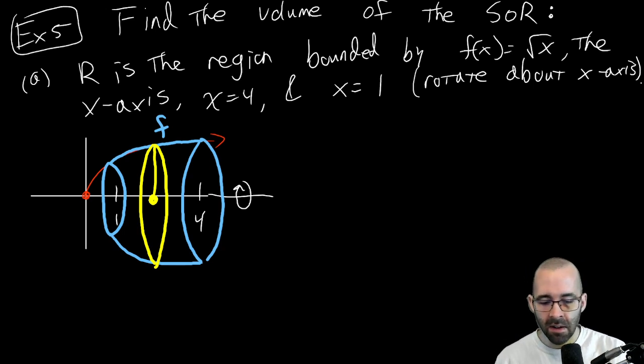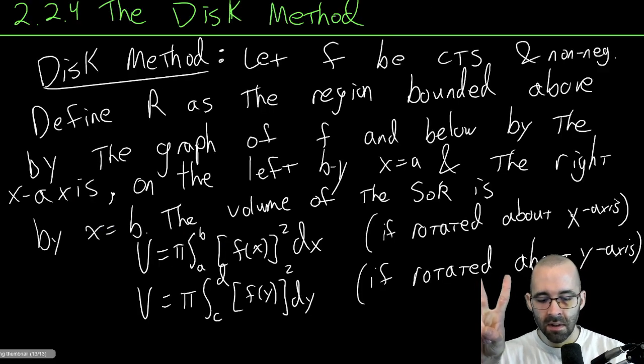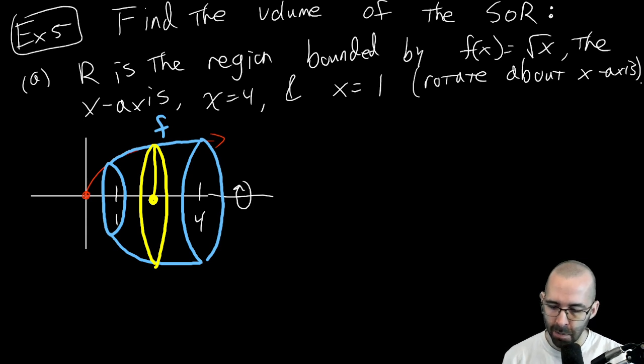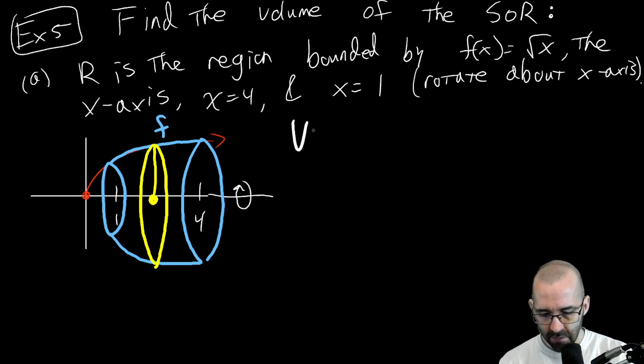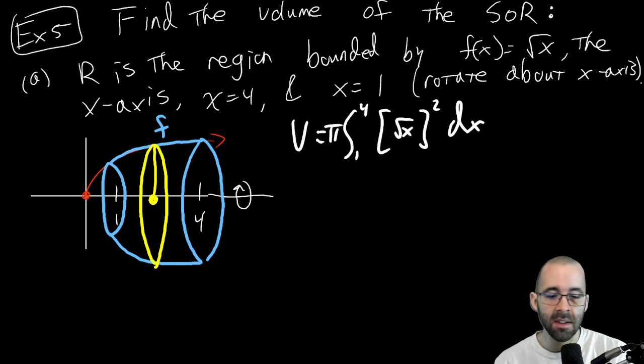We can use the disk method here because we have a continuous function. It's non-negative. What else do we need? It's bounded exactly as we said it should be bounded. So if you didn't want to say, well, look at the area of this cross section, it's pi times the radius squared, where the radius is the y value, which I would recommend you do. But if we want to use the disk method directly, we just say the volume is the integral from 1 to 4 of pi times the function squared with respect to x. And that's pretty quick.